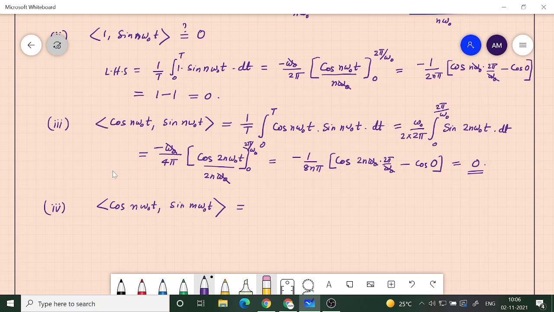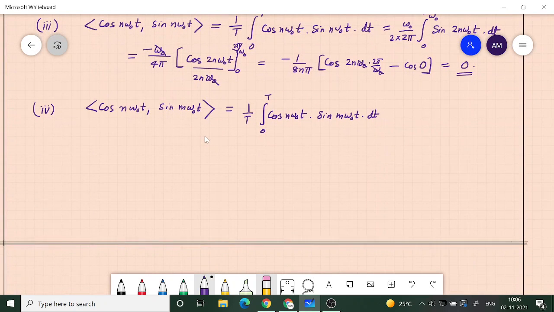So for example, cos omega 0 t and sine 2 omega 0 t, are they orthogonal? Okay. So that is also 1 by T integral 0 to T of the function cos n omega 0 t into the conjugate of the second, which is sine m omega 0 t dt. Now can you suggest how to proceed? You see, it is the sin a cos b form or cos a sin b form. So what can we do?